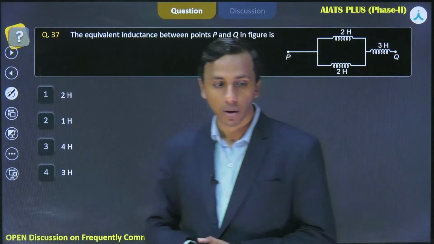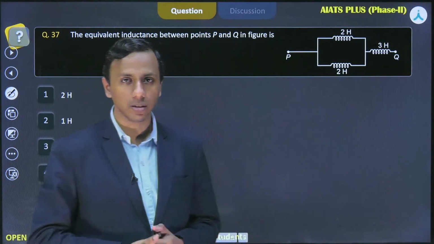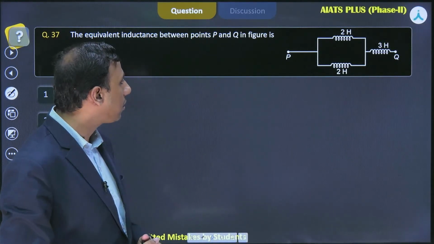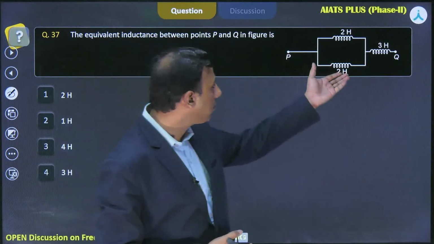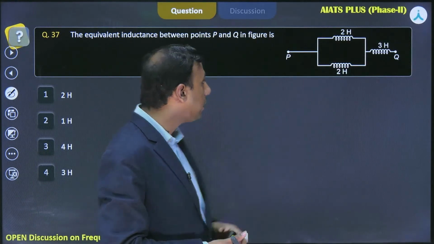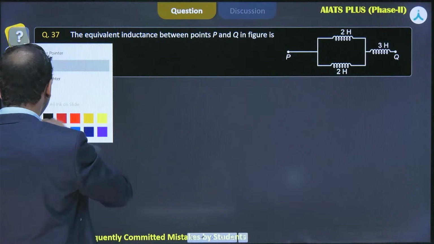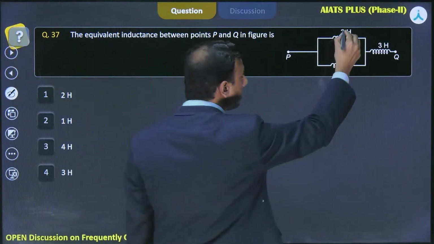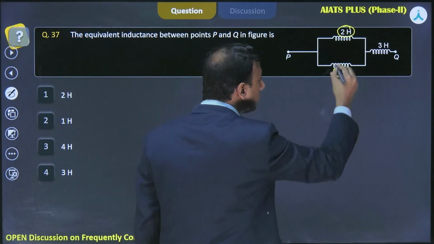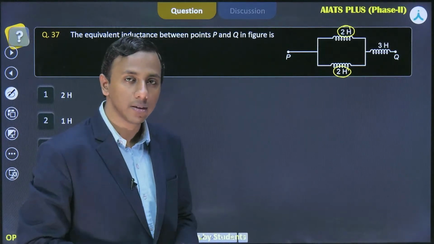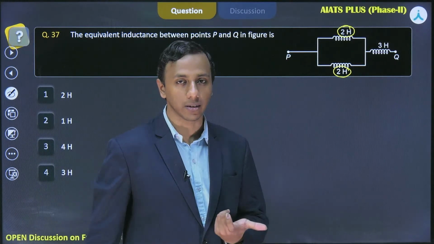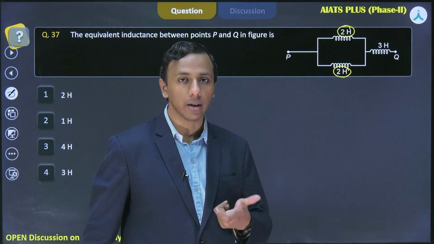All right, so moving on to our next question. This is also interesting, right? See over here we have a question where inductors are given, and inductors with, what is that thing written over there? That is your inductance. Which inductance is it, self-inductance or mutual inductance? It is self-inductance, all right?